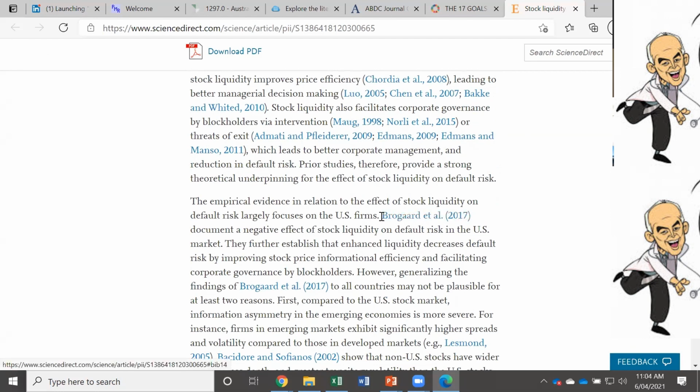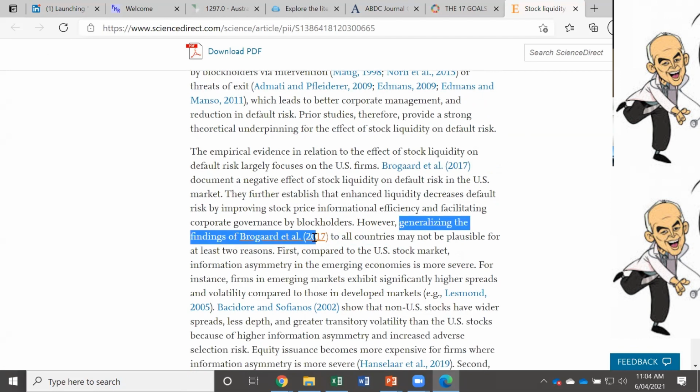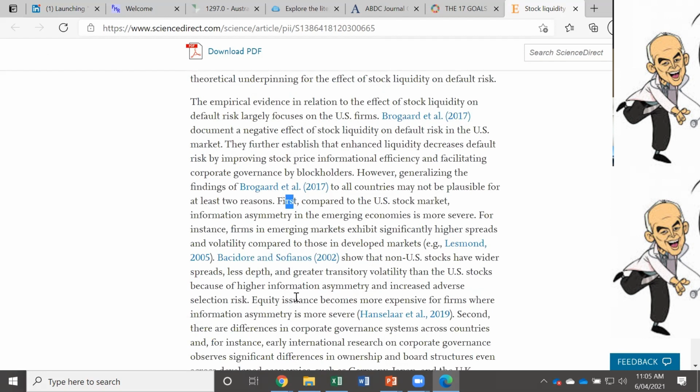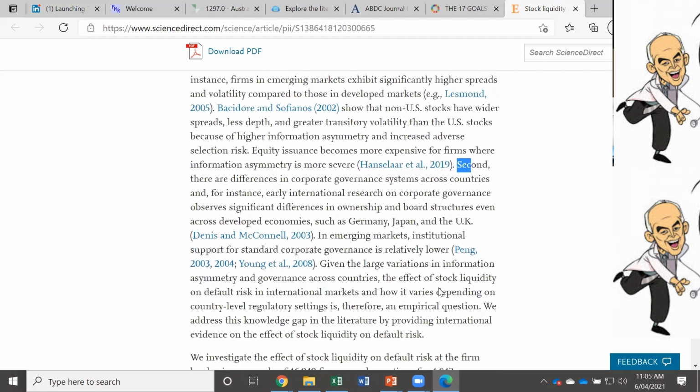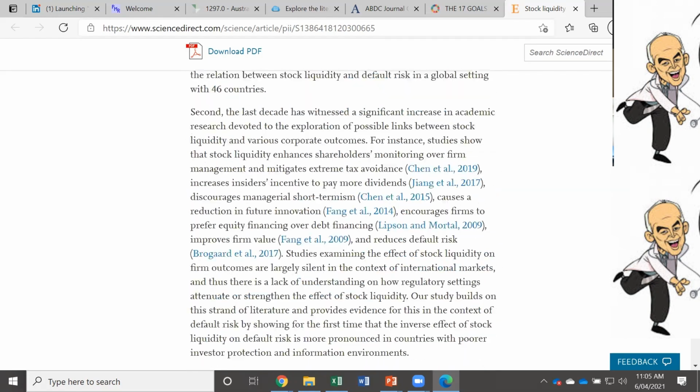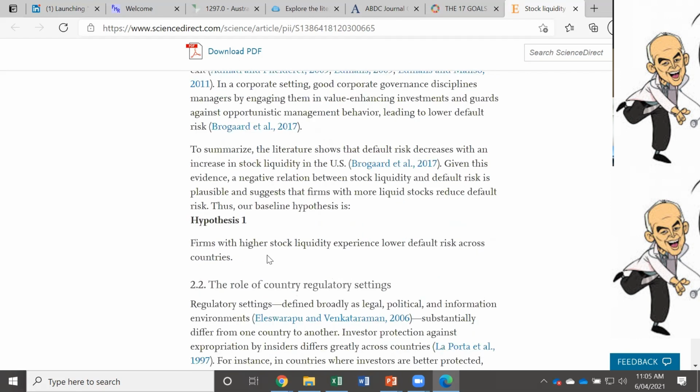We said that US evidence is available. This is a US paper. What we are saying is that generalizing the findings from US papers to all other countries is not plausible, for two reasons. We brought up issue one, and then the second issue. Then we said that, look, if there are issues, we can't really generalize. That's why we need an empirical question using international data. We said that there are two reasons the economies differ from each other, and that's why the effect of liquidity on default risk can differ. Then we embedded it in our research idea, our hypothesis.